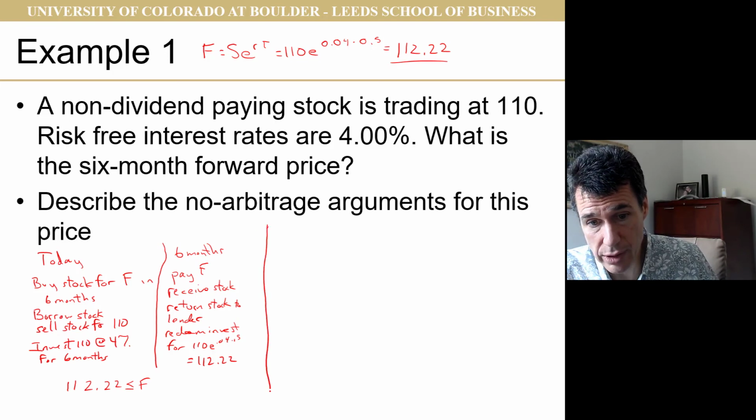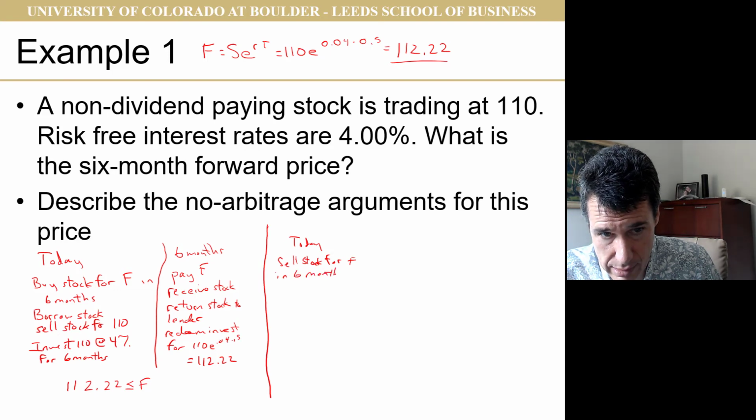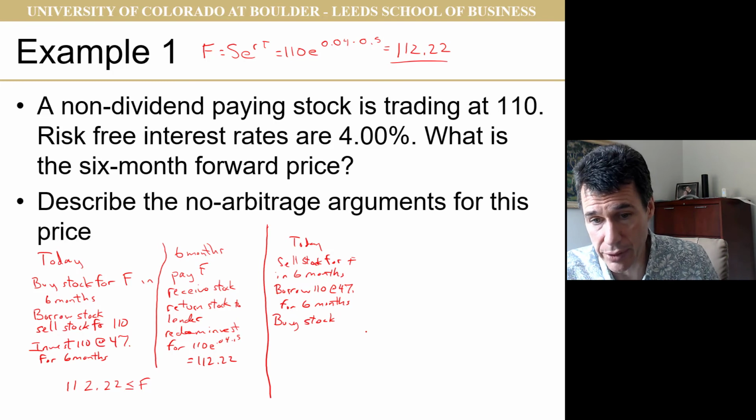So let's look at the other argument. So in the other argument, we're going to agree to sell the stock for F in 6 months. If we're going to sell it, then we need to own it. So we're going to borrow 110 at 4% for 6 months. That's the money we need. And we're going to buy the stock. Okay, so we've sold the stock forward, we borrowed money, and we bought the stock.